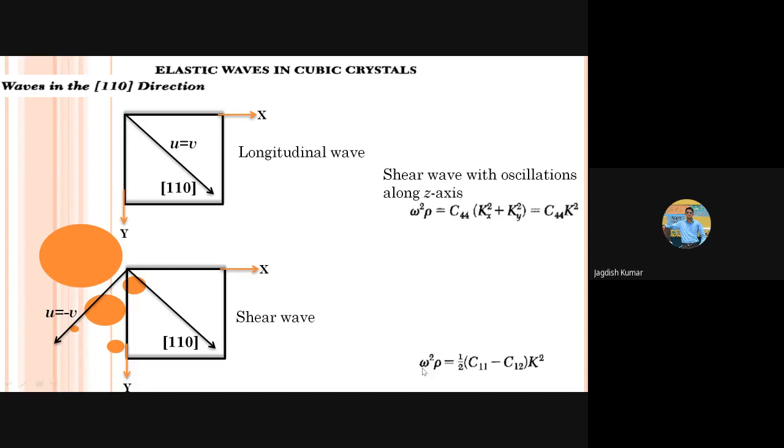Whereas the velocity of propagation of the waves, not the velocity of the particles, in this case is given by the square root of C44 by rho. And this is also a transverse wave, but the oscillation of the particle now is in the xy plane. So in that case, the velocity is given by this expression. Now in this case, velocity depends upon C11 and C12. This is something interesting and you should note this carefully.